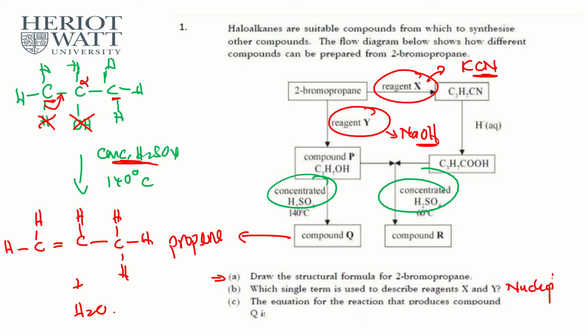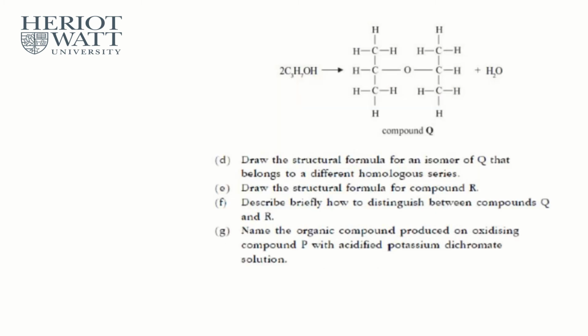Nucleophile. Right? It is a molecule or ion or species that lacks electrons, not lacks electrons, actually, with at least one lone pair of electrons. All right, that's why we call it a nucleophile, not lacking. The one that lacks electrons, we call an electrophile. So this is nucleophile. And then for part C, the equation for the reaction that produces compound Q, wow, it's actually given. Let's check it out.